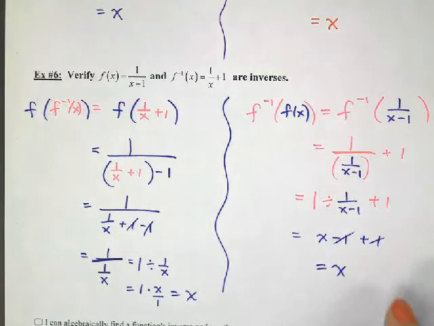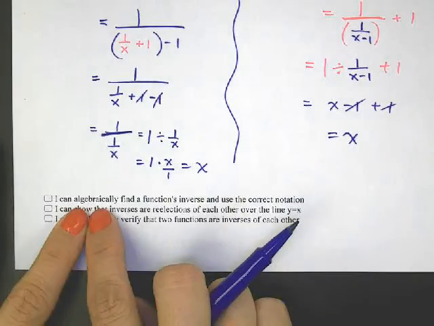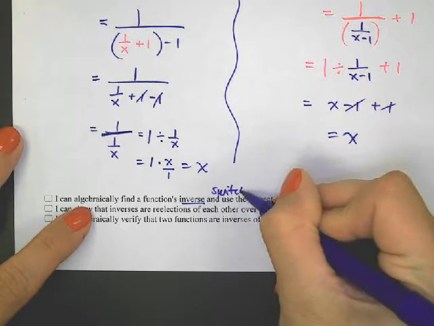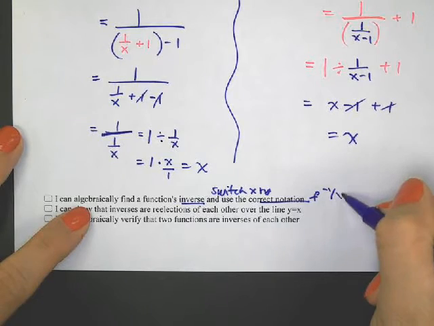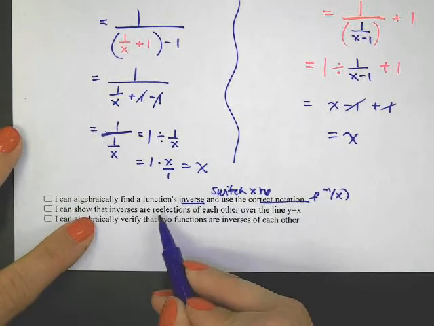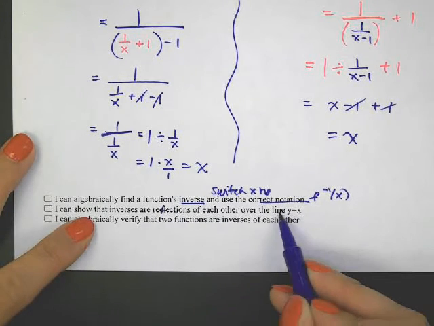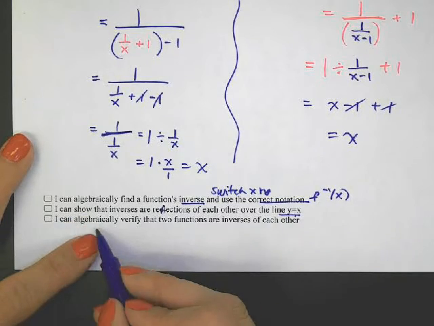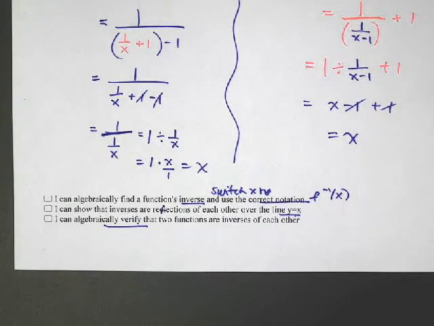So we had a lot of information. Nothing too hard. It kind of uses a lot of the skills that we learned so far this chapter. Can you algebraically find an inverse? Okay, and you switch x and y. And don't forget the correct notation, f inverse of x. Can you show they are reflections of each other over the line? So draw two graphs and then draw that line. Can you algebraically verify they're inverses by doing what we just did, two calculations? This chapter is getting close to the end.